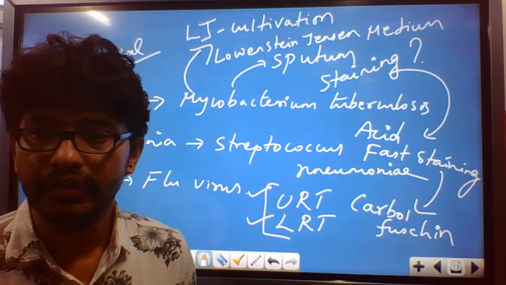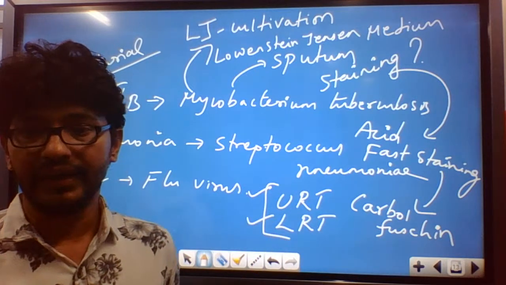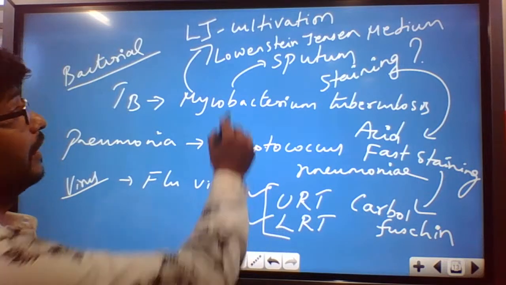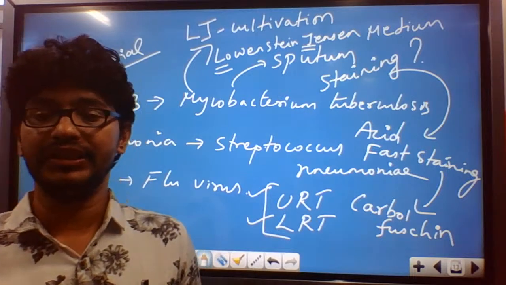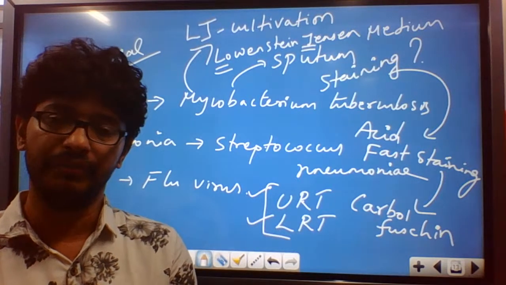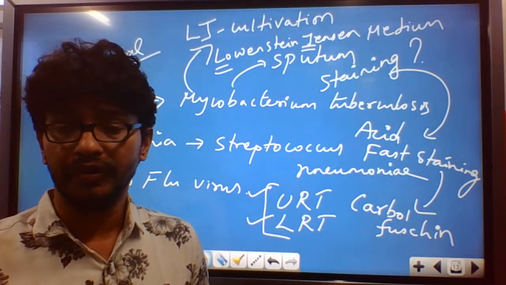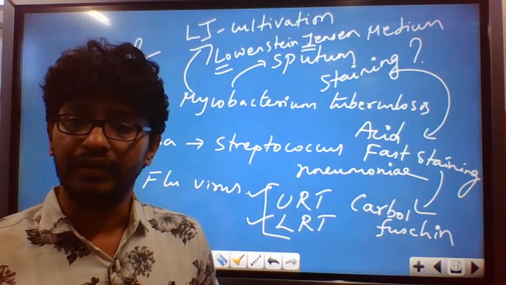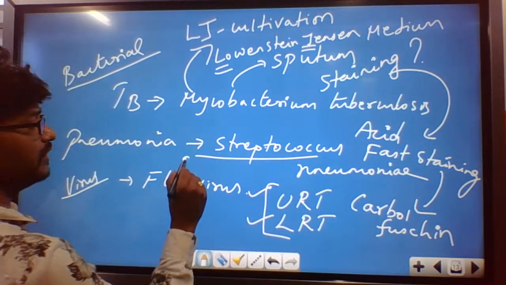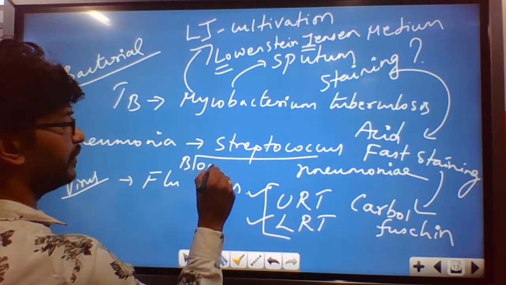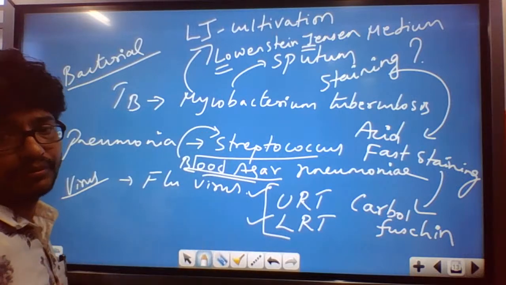Okay, you asked about URT and LRT, that is upper respiratory tract and lower respiratory tract. You asked about LJ, which stands for Lowenstein-Jensen medium. Each bacterium needs its own medium. For example, you have studied blood agar. For Streptococcus, you can ask which medium I can go with. We go with a special or enrichment medium, like blood agar, which is required for Streptococcus, right?